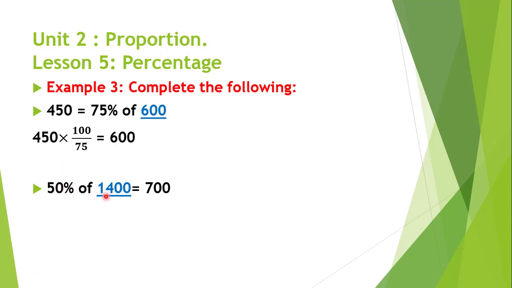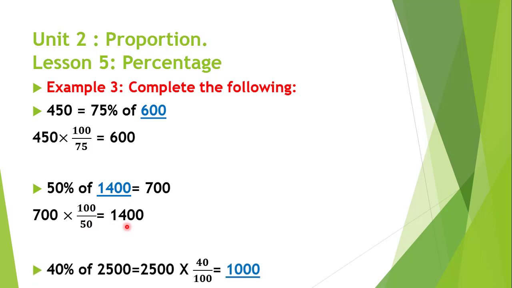50% of what equals 700? Okay, so I want the whole number. Then I multiply by 100 over 50. 700 times 100 over 50 equals 1400. Next, 40% of 2500. In this case I multiply by 40 over 100. The result will be 1000.